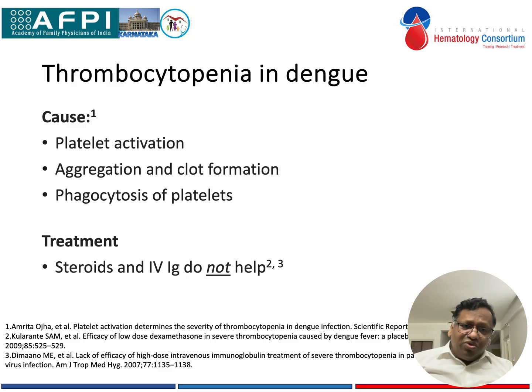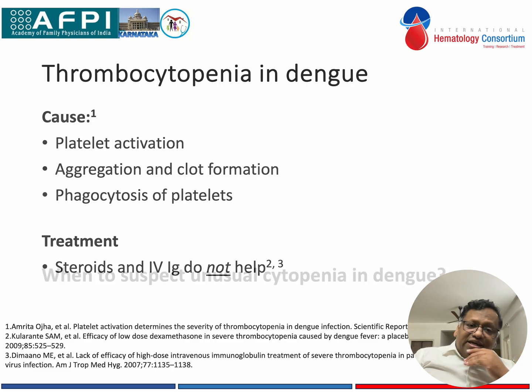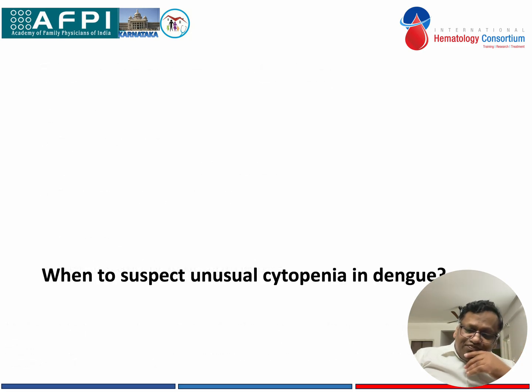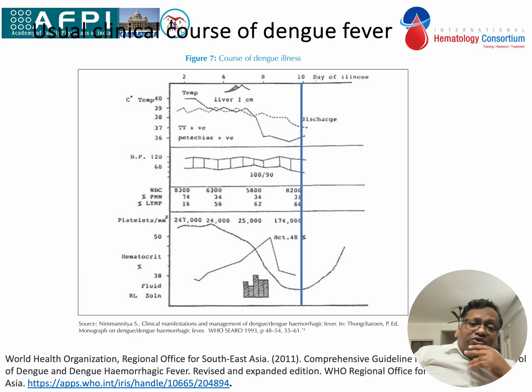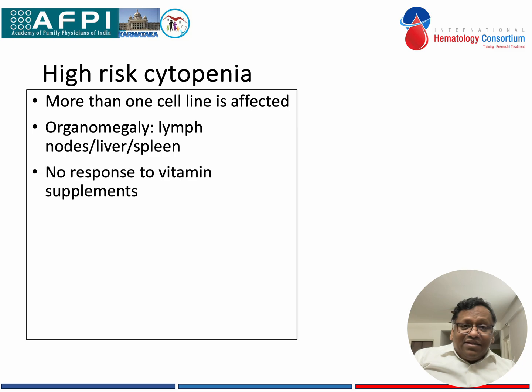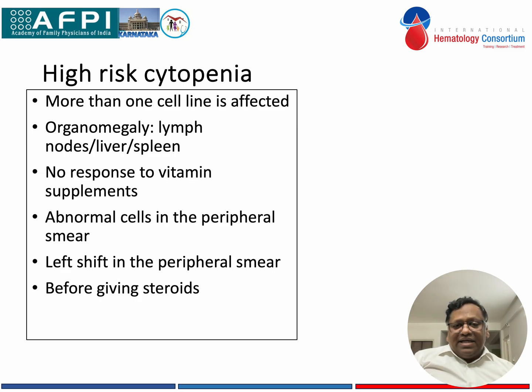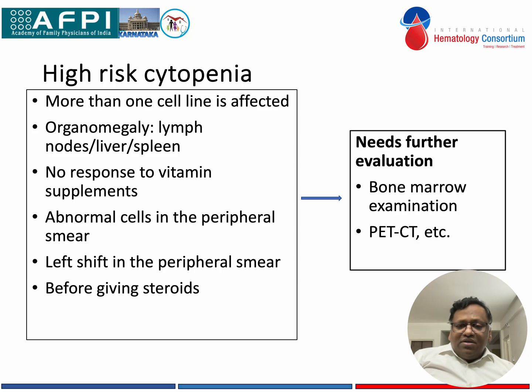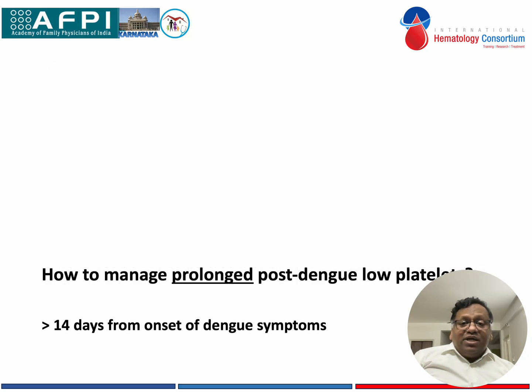There is good data to show that steroids or IVIG do not help in faster recovery of platelet count. So in clear-cut dengue, do not give steroids and IVIG without doing a marrow. When to do a marrow? If the platelets are not recovering in 2 weeks, or if there are any other high-risk cytopenia conditions, like I told you: liver, spleen, lymph nodes, more than one cell line, atypical cells, and so on. In these patients, you should do a marrow.